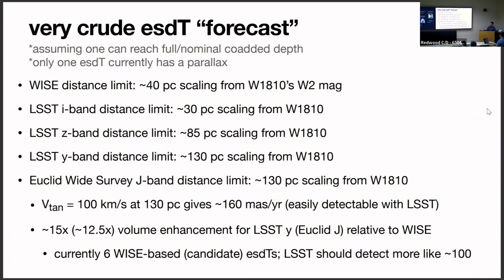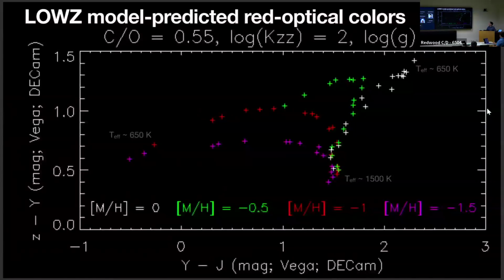And so, yeah, currently we have 6 candidates. And with LSST, if you just multiply by this factor of 15, we should get to about a factor of 100. And so that will be a really great step forward in the study of this population.